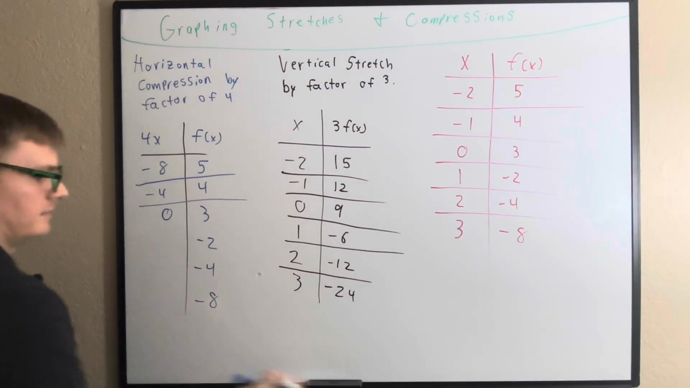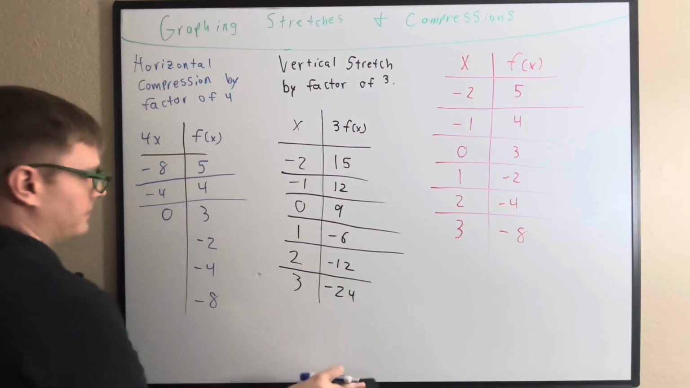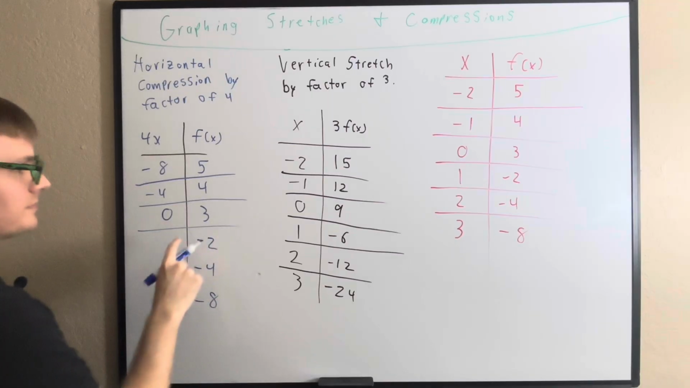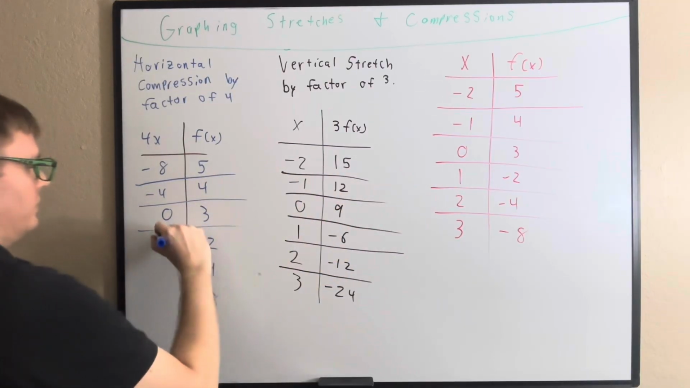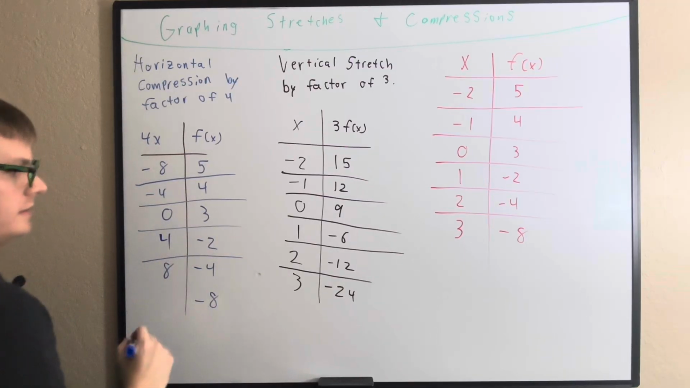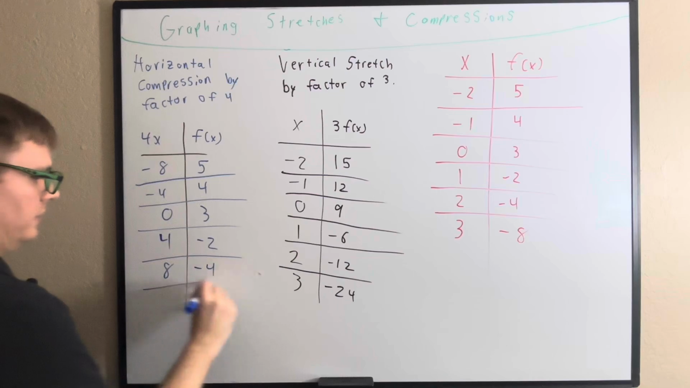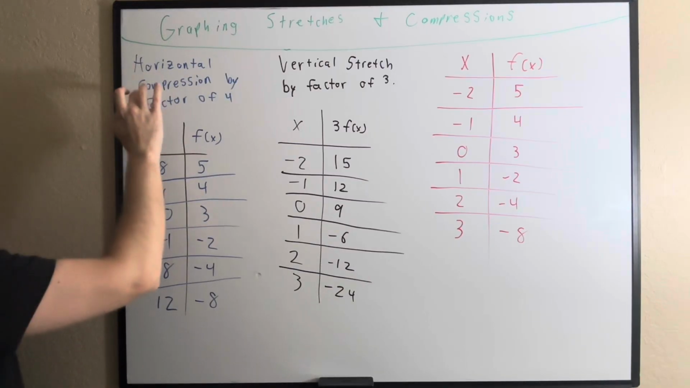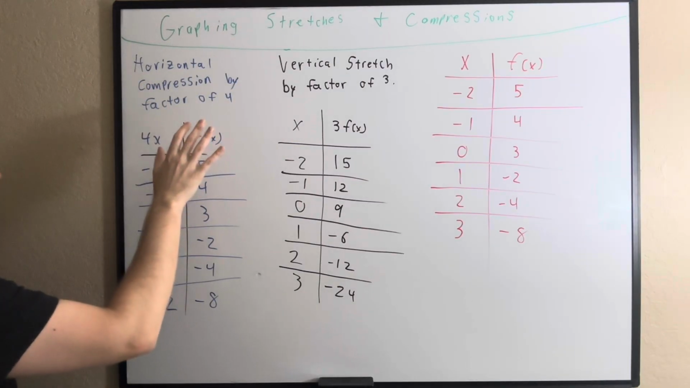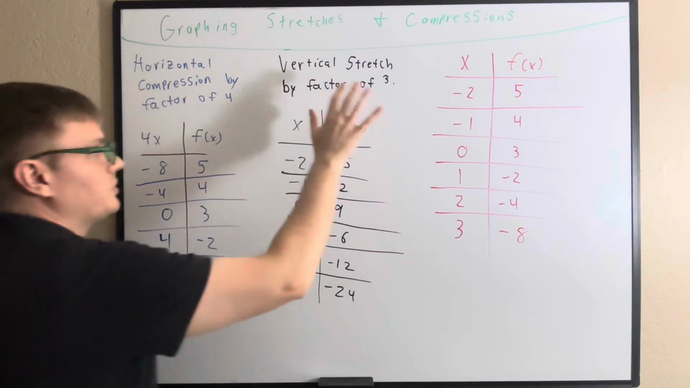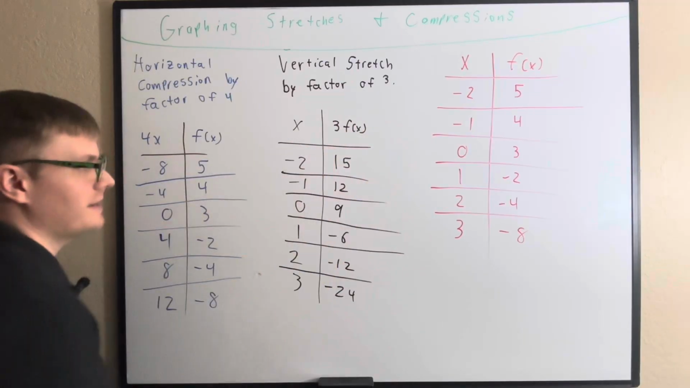That came out looking like a theta. Let's erase that. Okay. Still looks weird. Anyways, 1 times 4 is 4. 2 times 4 is 8. 3 times 4 is 12. And that's it. Just remember, if it was horizontal stretch, we would be dividing by 4. Right? And if it was vertical compression, we'd be dividing by 3.